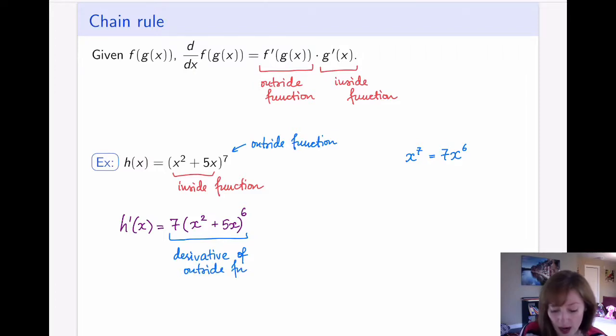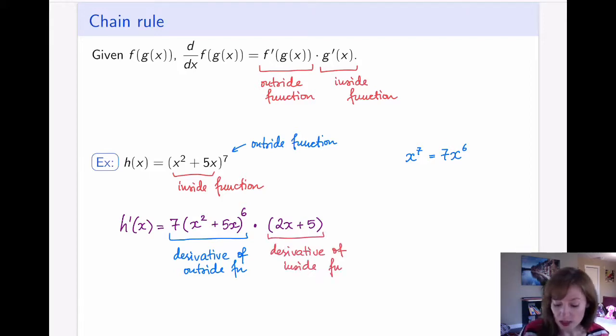And then I haven't dealt with the inside yet, and now is the time to do so. Once you've taken that outside layer off, we have access to the inside, so I now have to follow by the derivative of the inside function, right? So now is where I look inside. The inside is x squared plus 5x, and so I take a derivative of that, which is 2x plus 5. So this is the derivative then of the inside function.